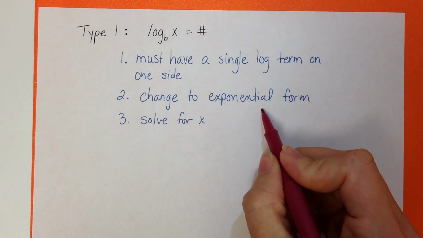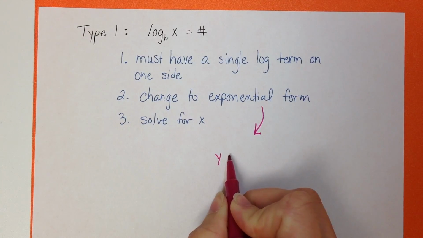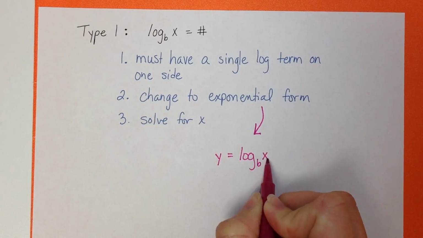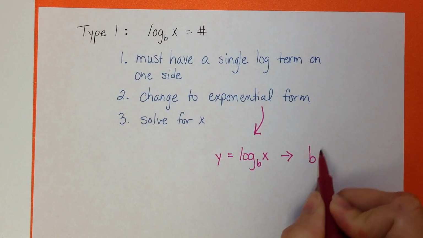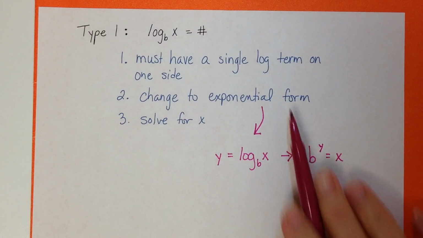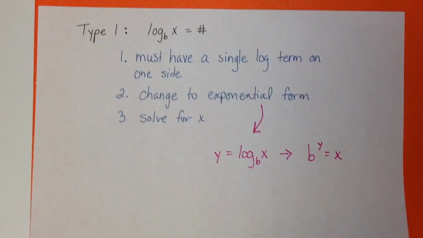Now if you remember back in an earlier section, we talked about changing to exponential form. So if this represents my log form and I go to change it to exponential form, it would be b to the y is equal to x. So this is what you use for step 2. Now step 3, I've just said solve for x, because once you change it to exponential form, it'll be a type of equation that you will recognize at that point.